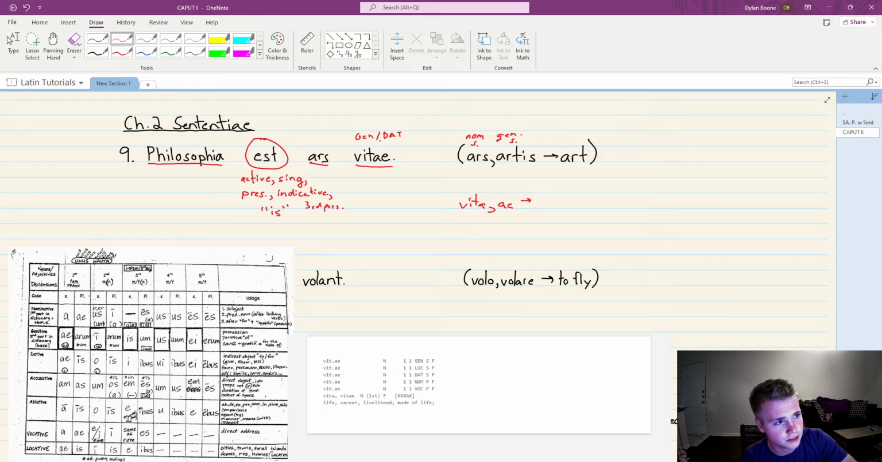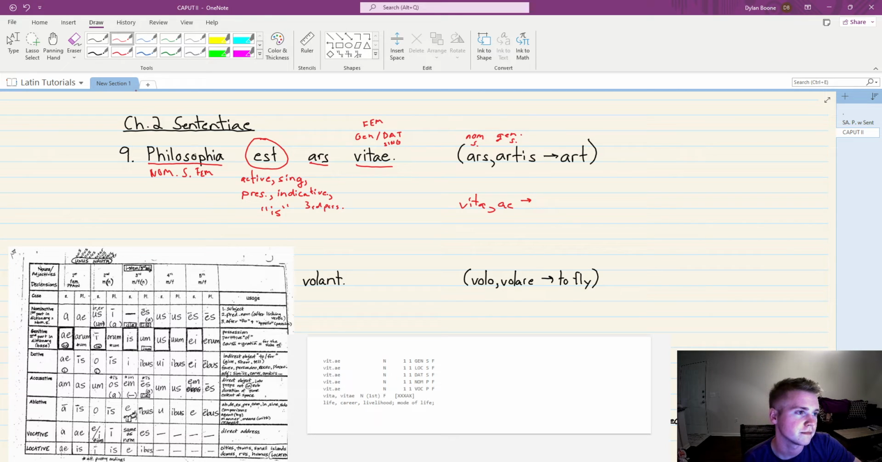And so that's case. We know gender is feminine due to the declension. And we know it's singular, because it should not be a nominative due to the verb and its number. So let's go back to the very beginning. Philosophia, similar deal. Philosophiae. So your guess is it's nominative when it's in the first position here, and you would be right. That's nominative, singular, feminine.